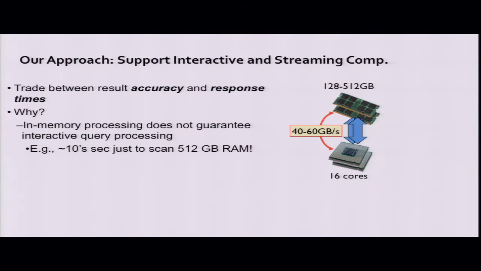If you look at the same numbers I gave you 2 slides ago, say you have a machine with up to 512 gigabytes of RAM, and the I/O bandwidth between the memory and the CPU is between 40 and 60 gigabytes per second. If you do the math, even if the data is in memory, just to scan it, you don't do anything, just scan it, it may take 10 seconds, right? Assuming no locks, no nothing.